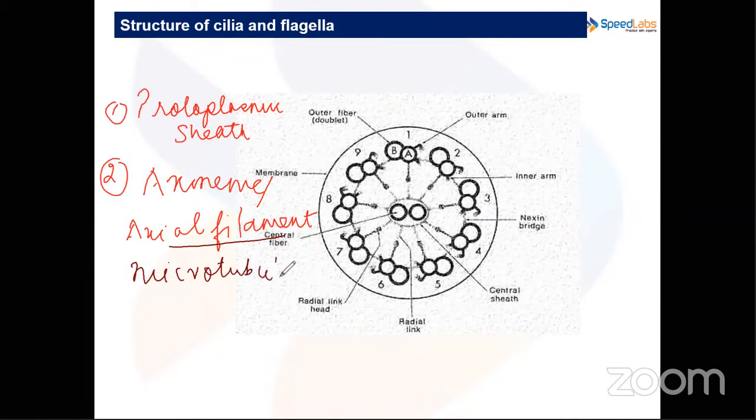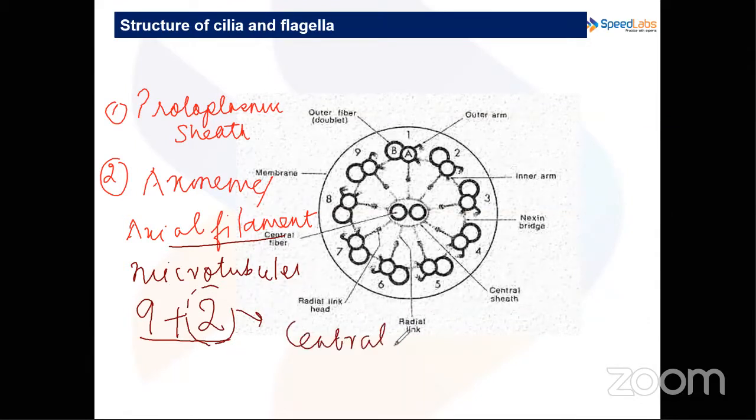Microtubules are special kinds of proteins. They are made up of microtubules, and microtubules are present in a definite pattern, and that pattern or arrangement is called 9+2 arrangement. You know, all the eukaryotic flagella have this 9+2 arrangement. So 9+2 arrangement means 2 are central microtubules and 9 are peripheral.